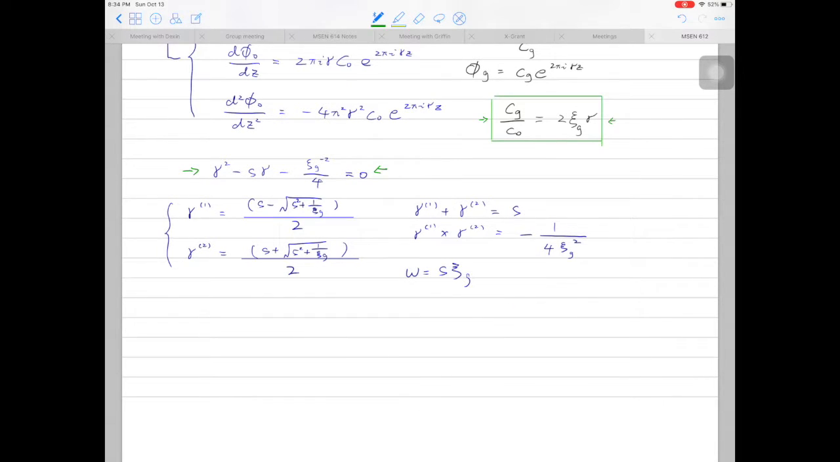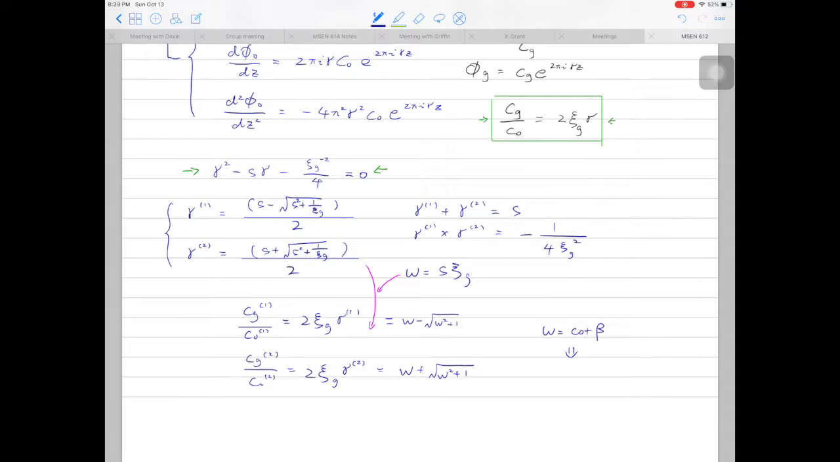Coming back to cg over c naught, because cg over c naught is a function of gamma, and gamma takes two solutions, we have cg1 over c naught 1 and cg2 over c naught 2. Substituting the solutions into these two equations, as well as expressing that in the form of w, we can rewrite these two equations into this. Now define another term called beta. We define beta in the form that w is equal to cot beta.